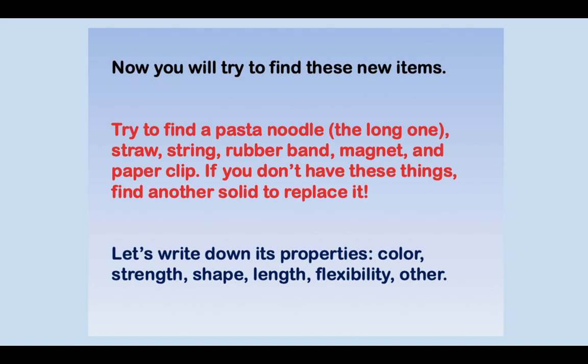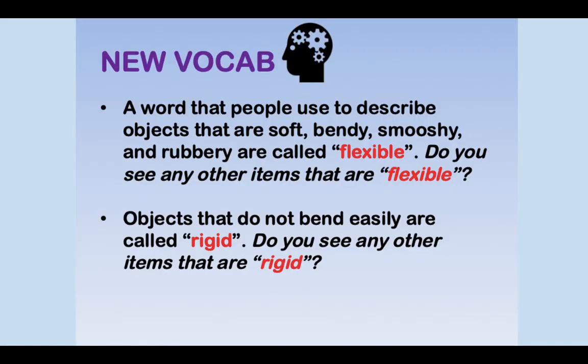All right, now that you have your solids, let's write down its properties. Its properties are its color, its strength, its shape, its length, its flexibility, and there's a category for other observations. A word that people use to describe objects that are soft or bendy, smushy and rubbery are called flexible. Do you see any other items that are flexible? Objects that do not bend easily are called rigid. Do you see any other items that are rigid?